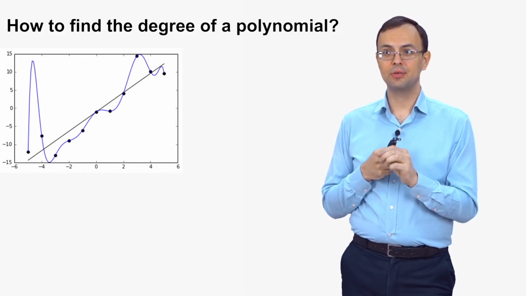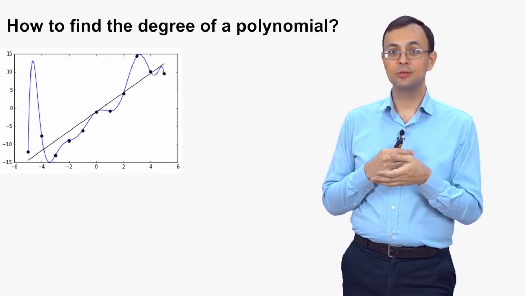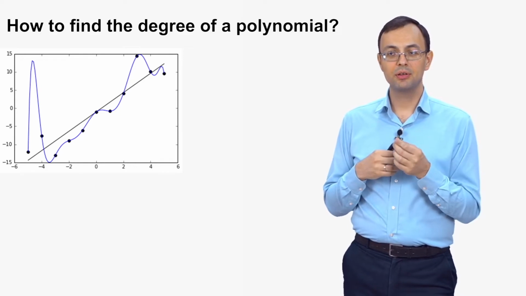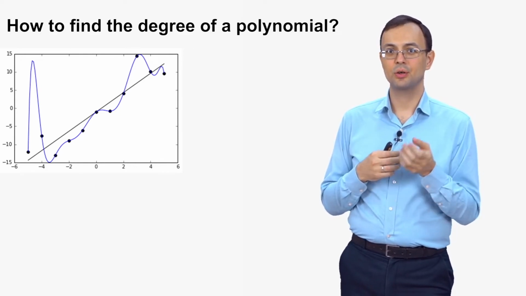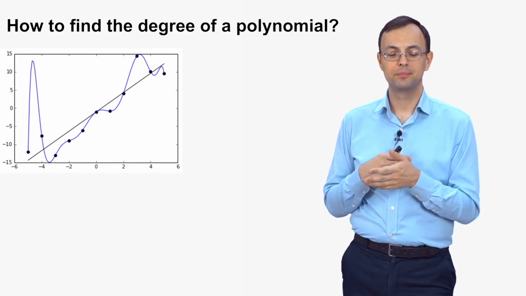How to find the degree of a polynomial. I told you that a polynomial is usually used to describe this dependence between x and y, but a polynomial of what degree? There was m there, so how to find m?